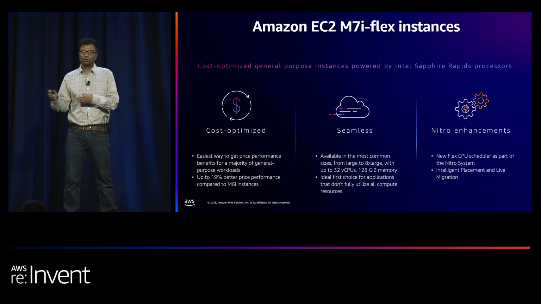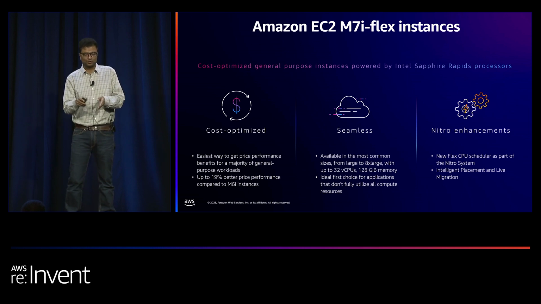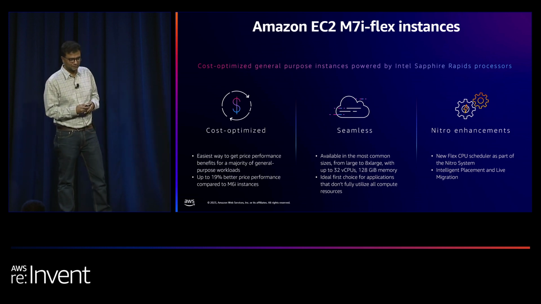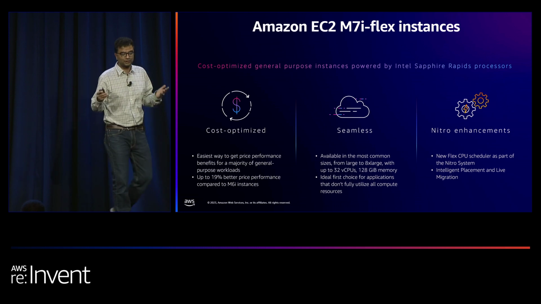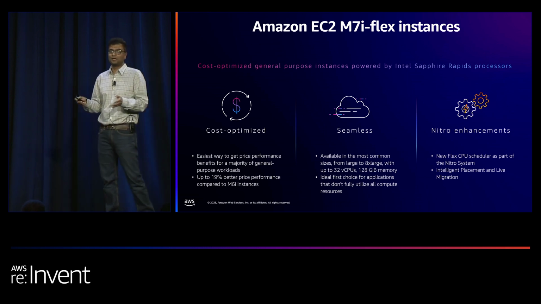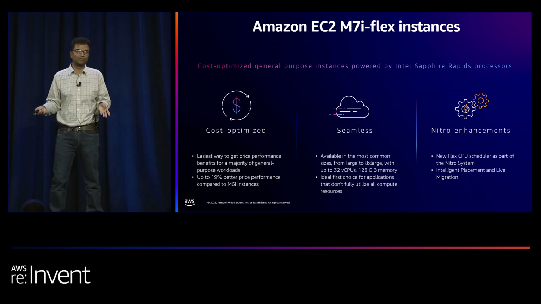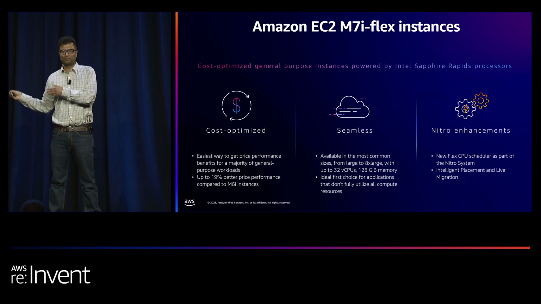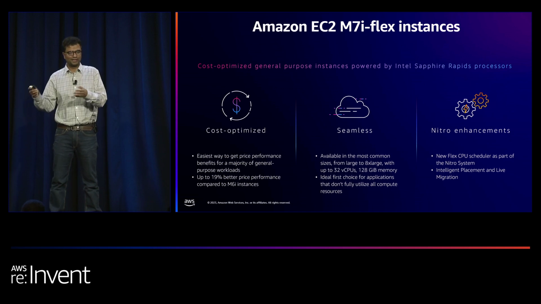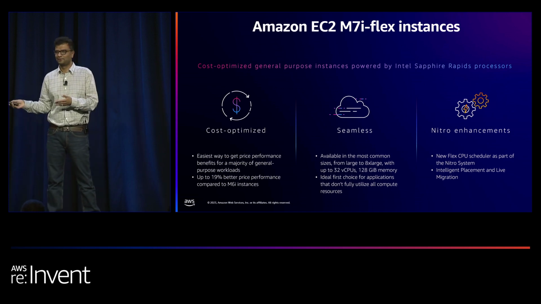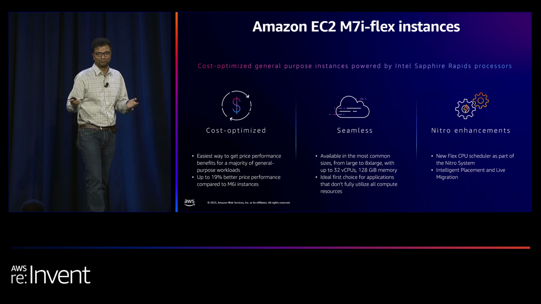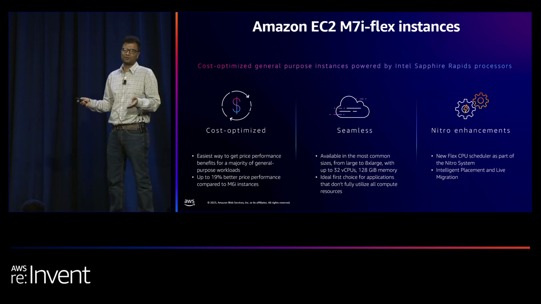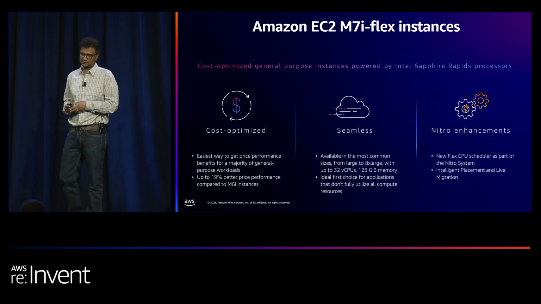And they are available in most common sizes, from large to 8xlarge, which means you will get up to 32 vCPUs to 128 GB of memory. They are the ideal first choice for most of the applications that do not utilize all the compute resources. So if you have some other application which utilizes compute resources, like a financial trading application, then don't panic. We have M7i instances, you can use them. But for all the other general purpose workloads, you can use M7i Flex.